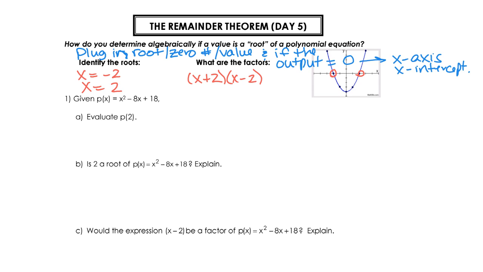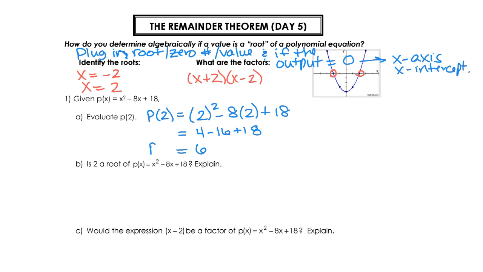And so here we go. In number 1, it says given p of x equals x squared minus 8x plus 18, they want me to evaluate p of 2. So we're going to do p of 2 equals, which means all the x's come out and 2's go in. So this would be 2 squared minus 8 times 2 plus 18. All right, and so this would equal 4 minus 16 plus 18. And that's going to give us 6. And so p of 2 equals 6.